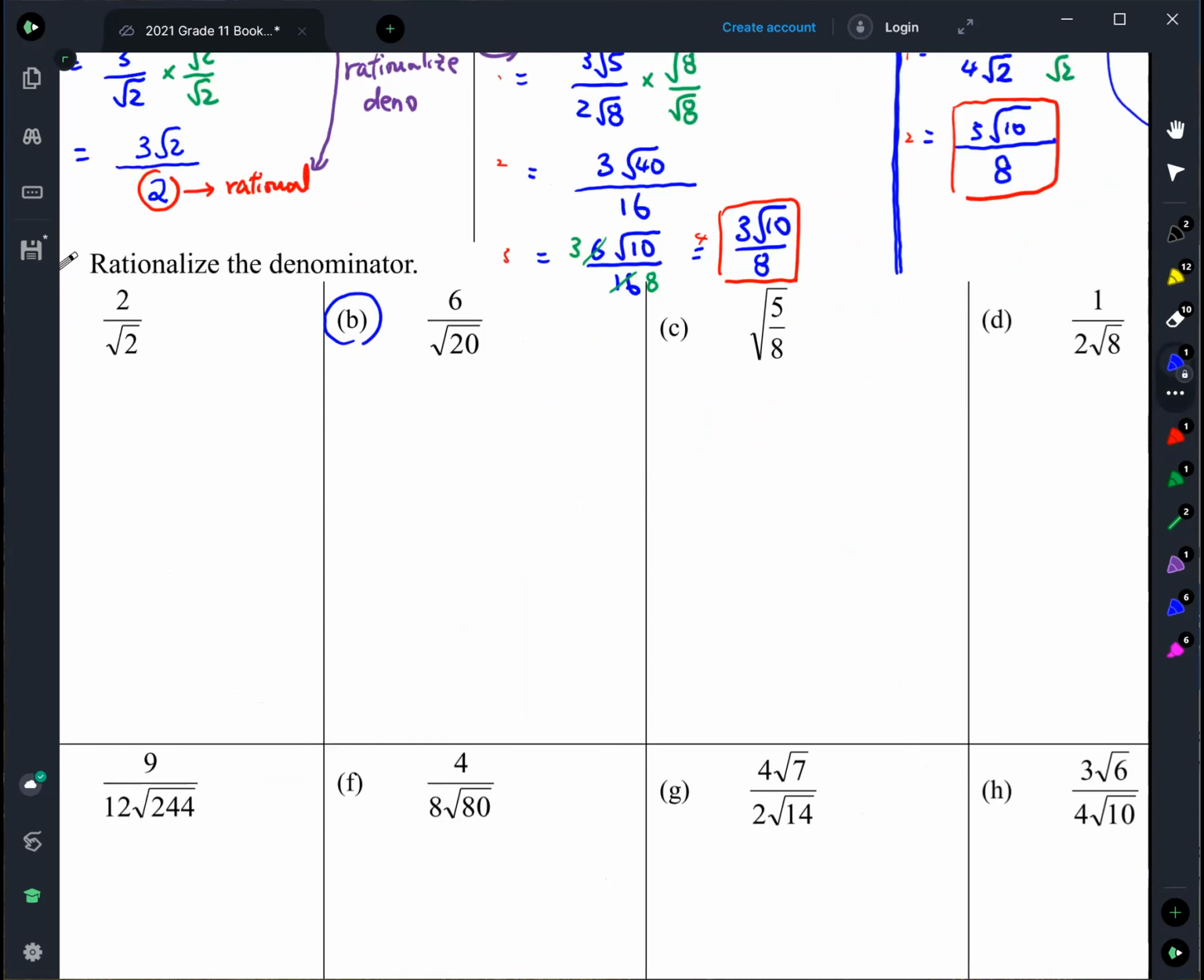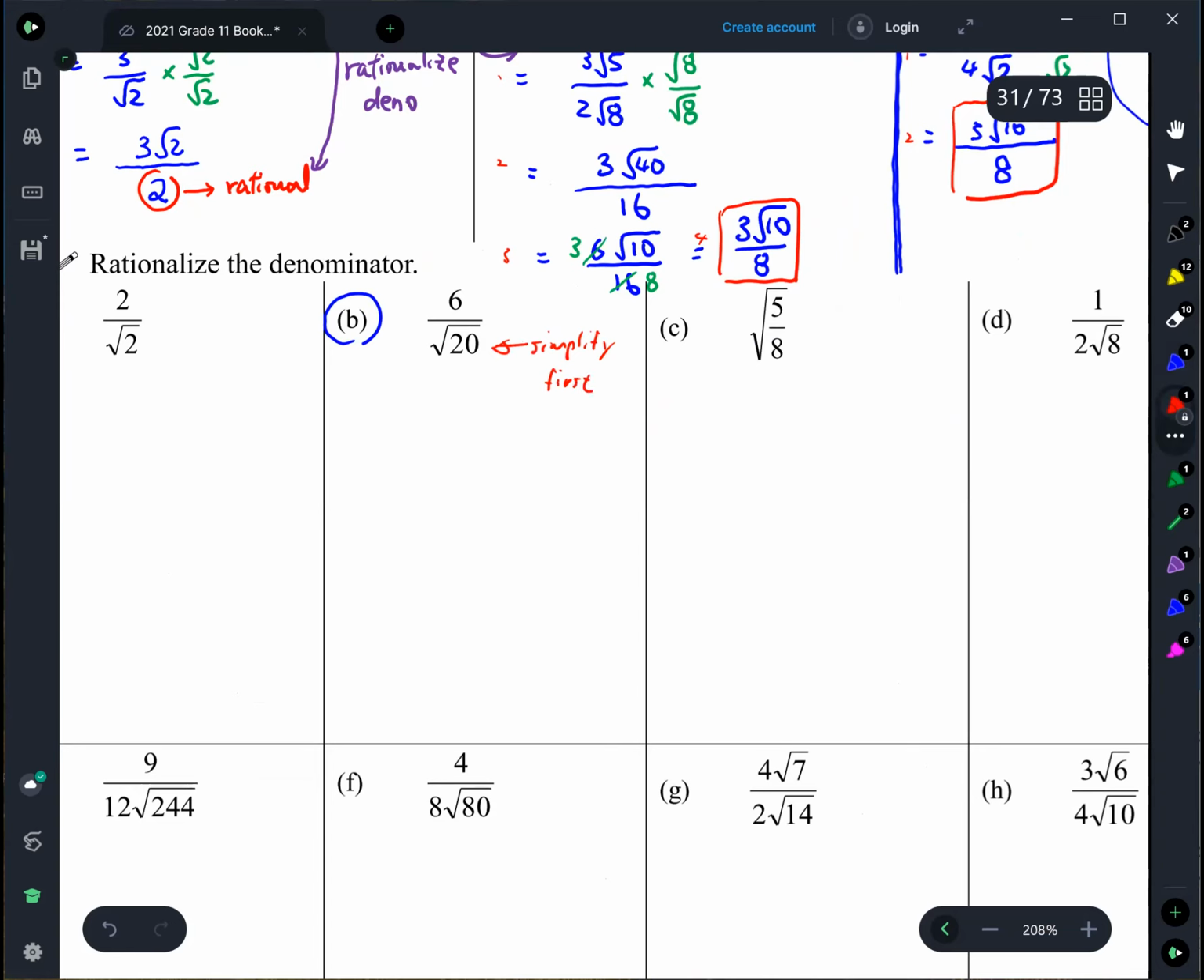Of course you can times top and bottom by square root 20, but then I see 20, I can simplify it first. So I'm going to simplify the denominator first. We'll try to take perfect squares out, take pairs from the square root 20. So Geoffrey, for square root 20, what can we take out? 2. Yeah, very good. So I will have 2 on the outside, and what's left inside then? Geoffrey? 5. Yeah.